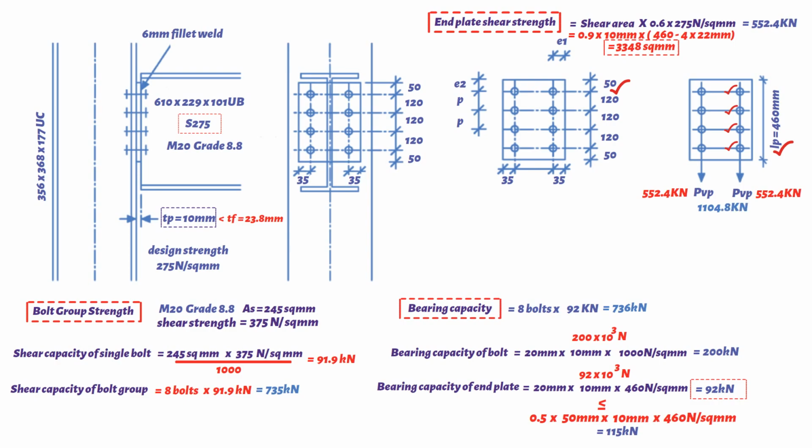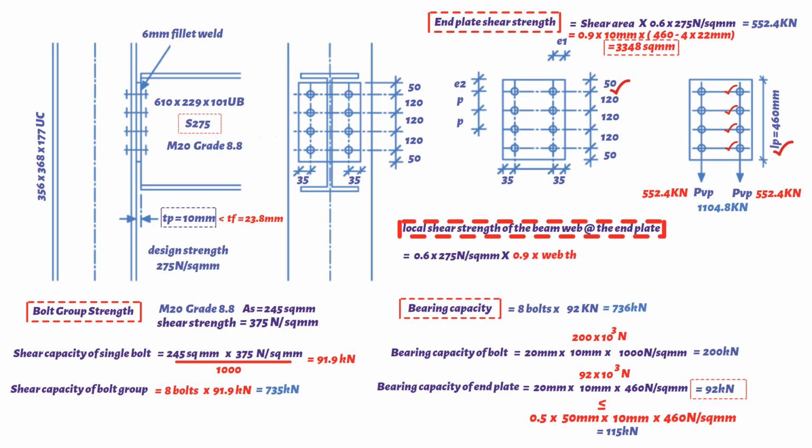1,104.8 kilonewtons. Last but not least, checking the local shear strength of the beam web at the end plate, which equals 0.6, multiplied by design strength 275 Newton per square millimeters, multiplied by shear area 0.9, times the web thickness 10.6 mm, times 460 mm. This results in a value of 724 kilonewtons.